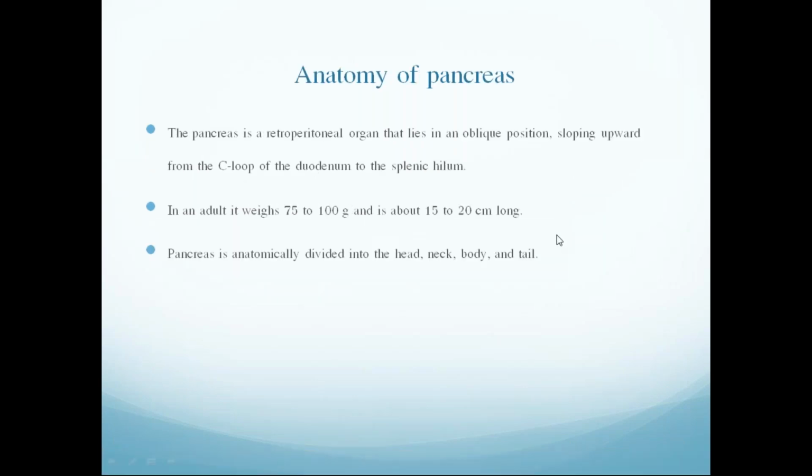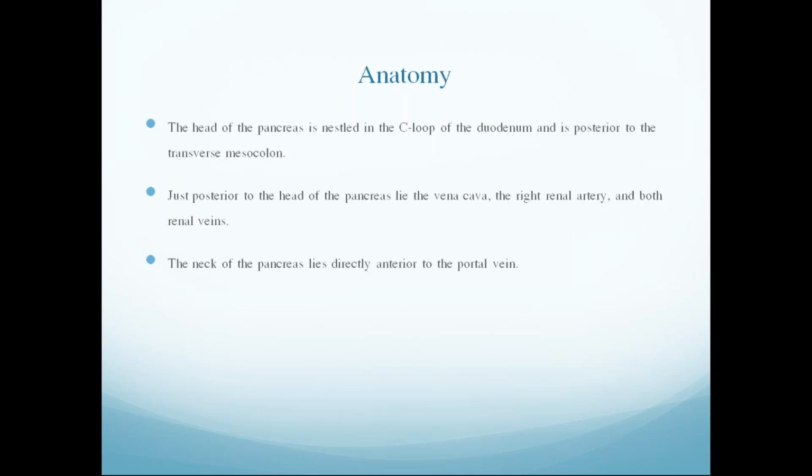So, the pancreas is a retroperitoneal organ that lies in an oblique position, sloping upward from the C loop of the duodenum to the splenic hilum. It weighs about 75 to 100 grams and is about 15 to 20 centimeters in length. It is anatomically divided into head, neck, body, and tail.